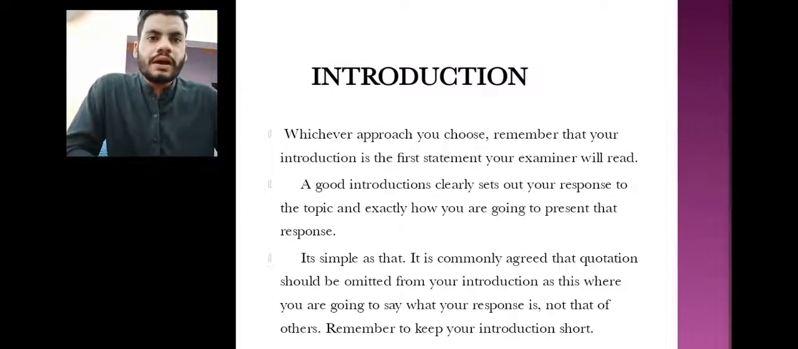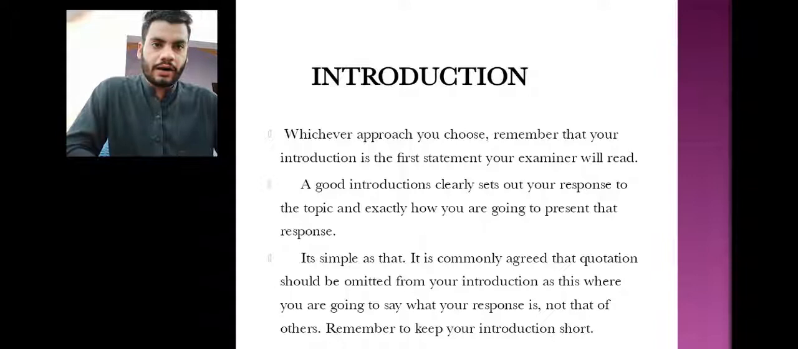This is an introduction. Whichever approach you choose, remember that your introduction is the first statement that your examiner will read. A good introduction clearly sets out your response to the topic and exactly how you are going to present that response. It is commonly agreed that quotations should be omitted from your introduction, as this is where you are going to say that your response is not that of others. Remember to keep your introduction very short.